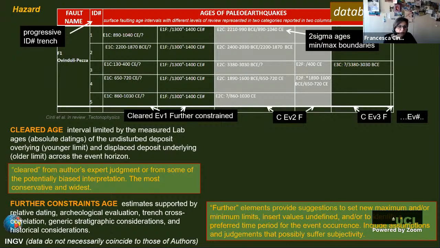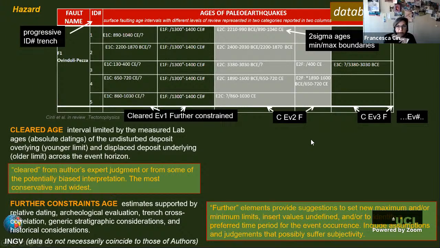And then there is the column of further constrained age estimates, where estimates are supported by relative dating considerations, generic stratigraphic considerations, historical considerations, trench cross correlation, archaeological evaluation. And so these further elements provide suggestions to set new maximum or minimum limits, also insert values that were previously undefined, and also identify a preferred time period for the event occurrence. These may include assumptions and judgments that possibly suffer subjectivity.